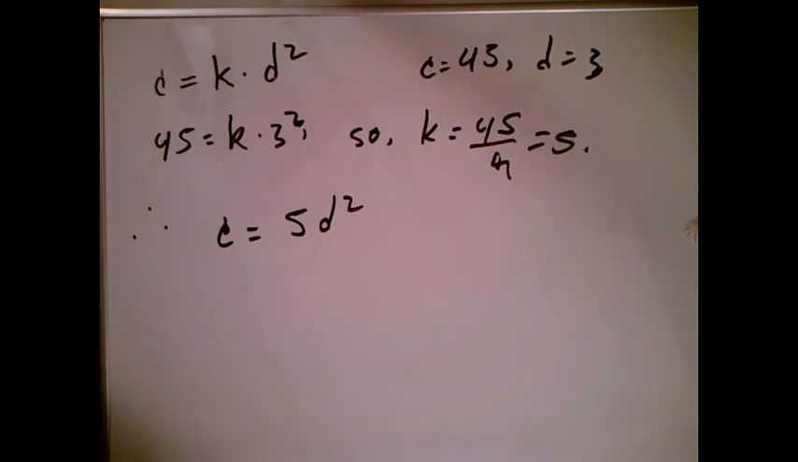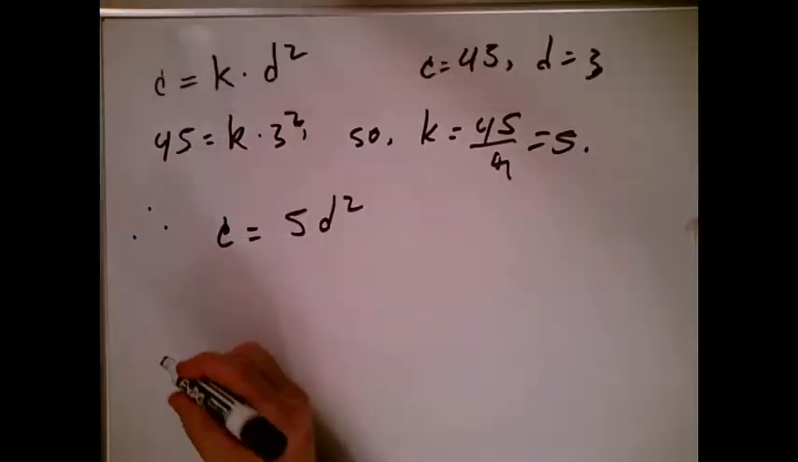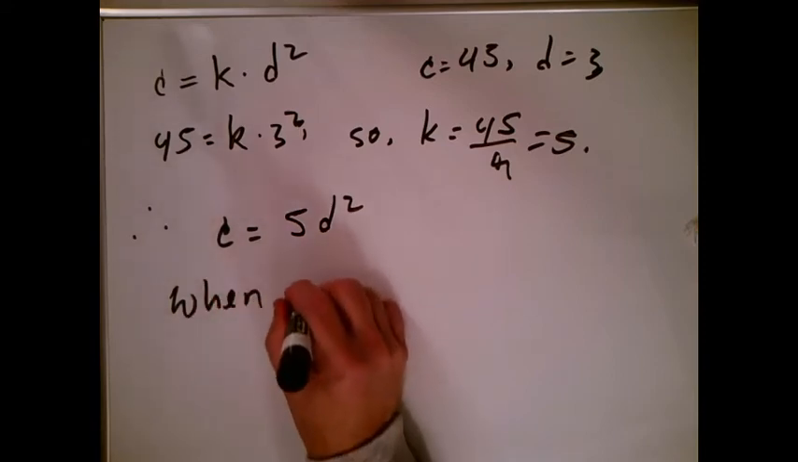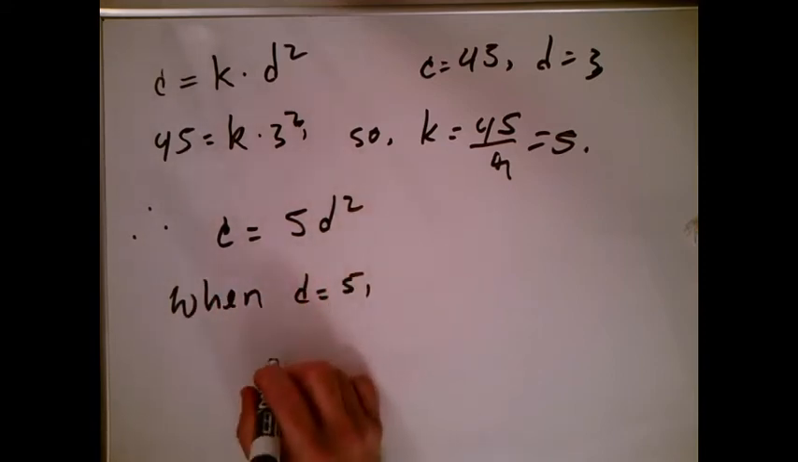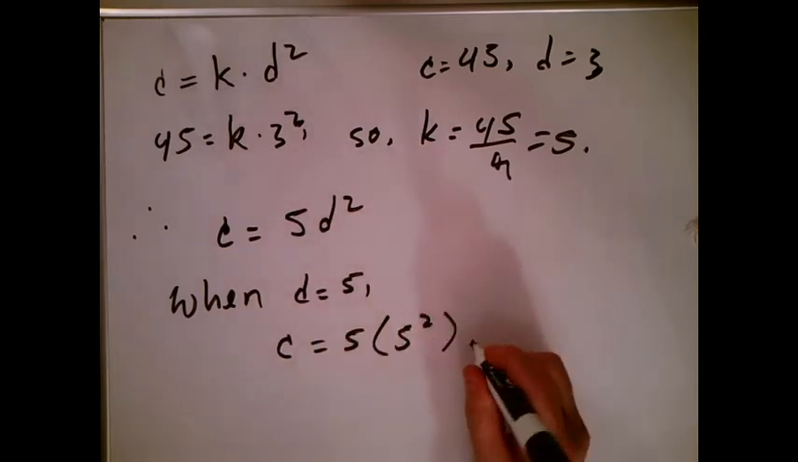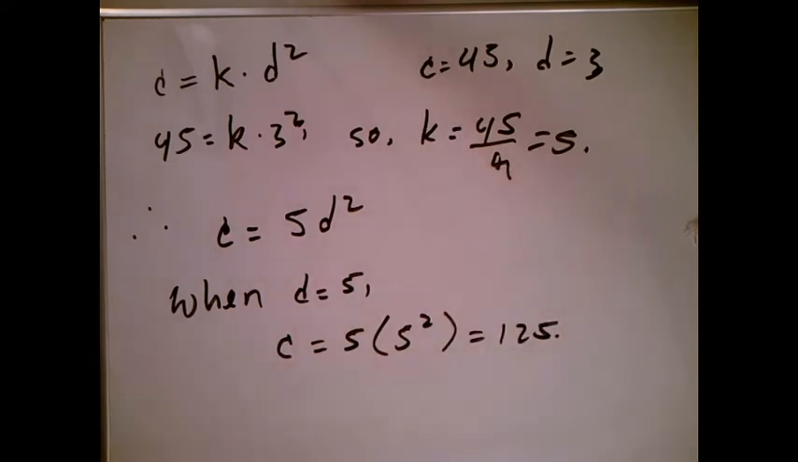I'm going to go back and see what else they were asking me to look at. They said, use your formula to find C when D equals 5. So I'm just going to come back over here, and say, when D equals 5, C is going to be 5 times 5 squared equals 125. And that's usually as hard as it gets when they tell me what the proportion formula might look like, and they give me enough information to find the constant.